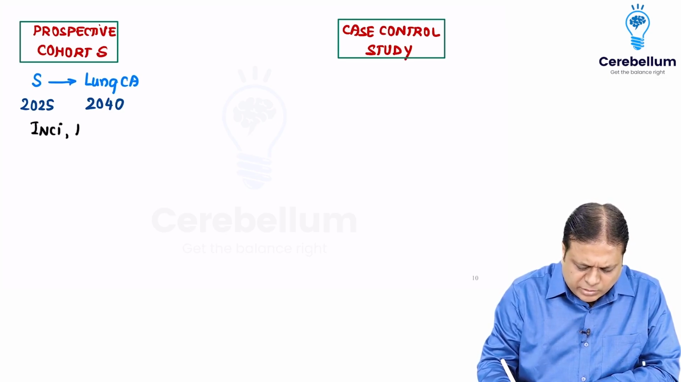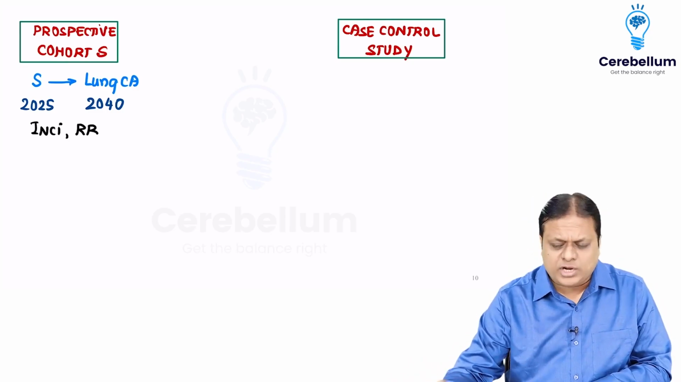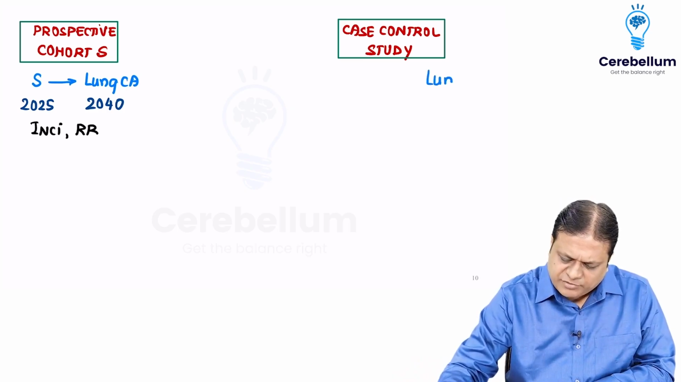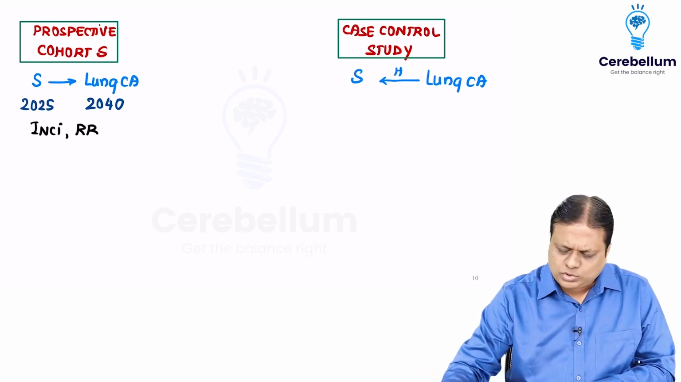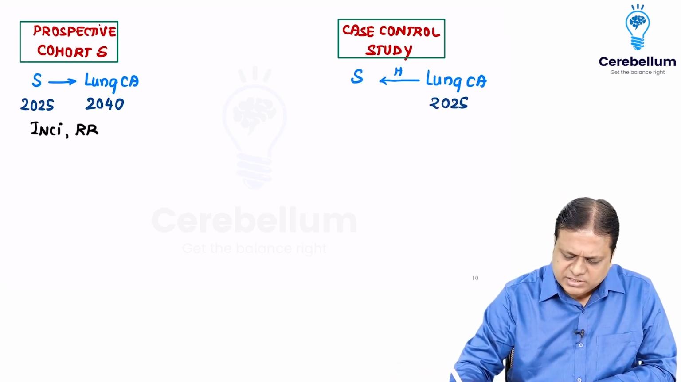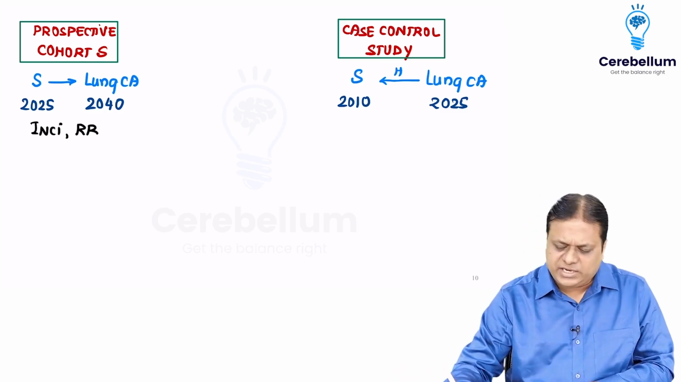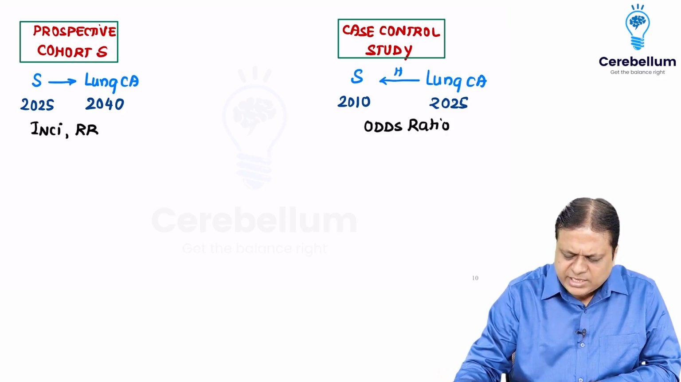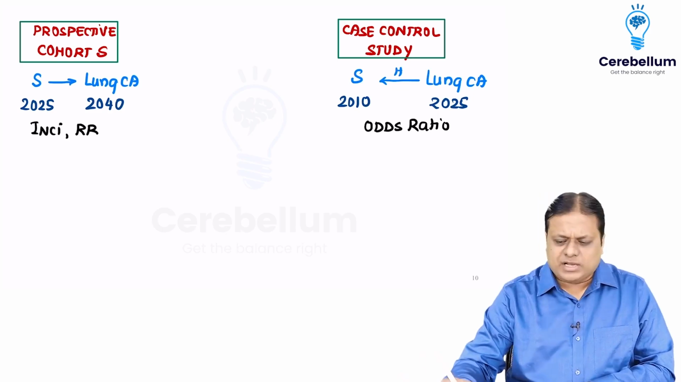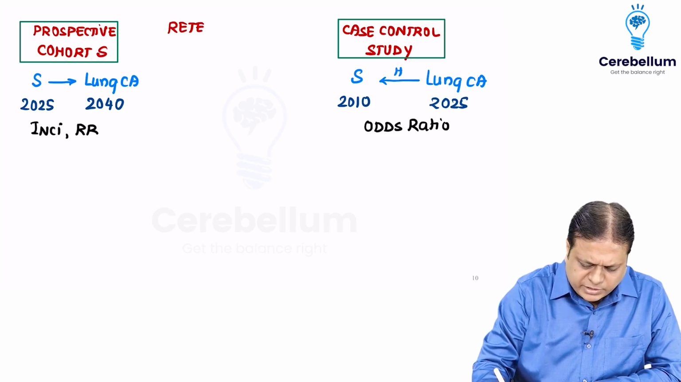So, we are able to calculate incidence and relative risk. But because it takes a lot of time, we do it in the opposite direction, where we start with the disease, lung cancer, first. Then we go back in time and ask the history of the risk factor, smoking. So in 2025 we start with lung cancer, and we ask about the history of smoking 10 years ago. We don't get incidence or relative risk, so we calculate the odds ratio, which is slightly less accurate due to recall bias. When we combine both study designs, that is known as a retrospective cohort study.